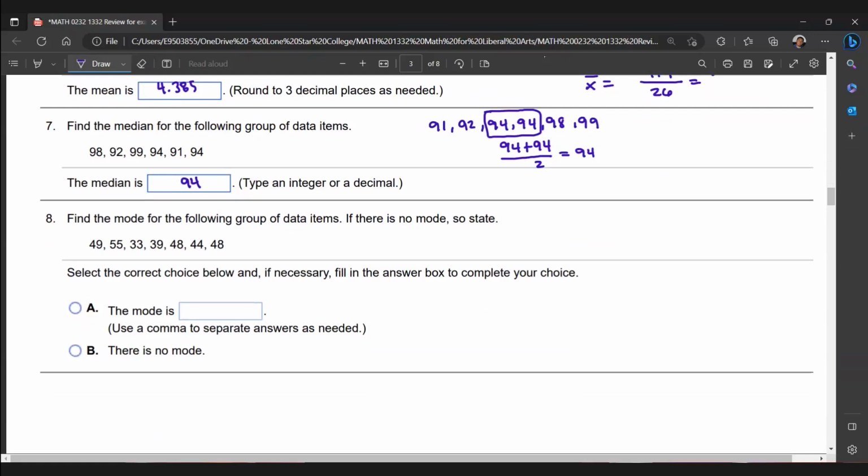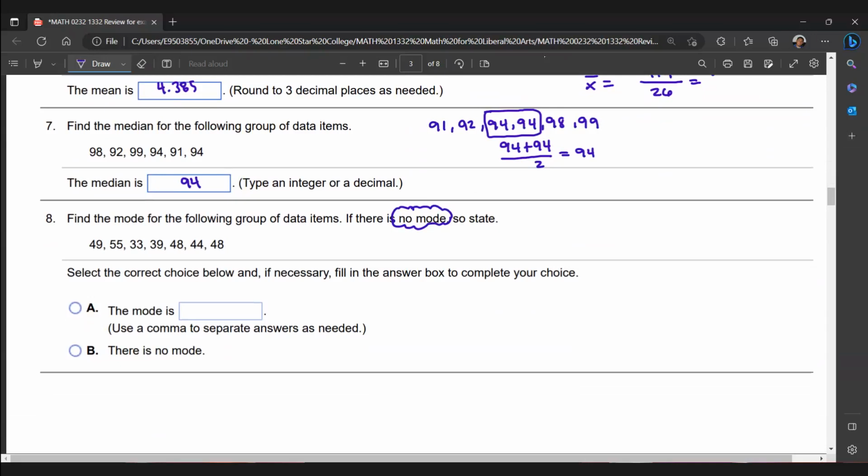Find the mode. To find the mode, we need to find the data item that occurs the most, the one that repeats more than the others. Well, there could be no mode. Okay, there could be no mode if all of the data items repeat exactly the same amount of times. But there could also be more than one mode. There could be two modes, there could be three modes. Let's look at this data and see what we get.